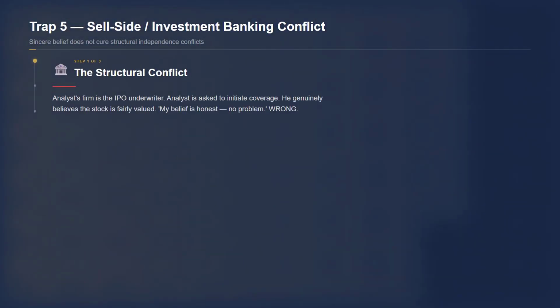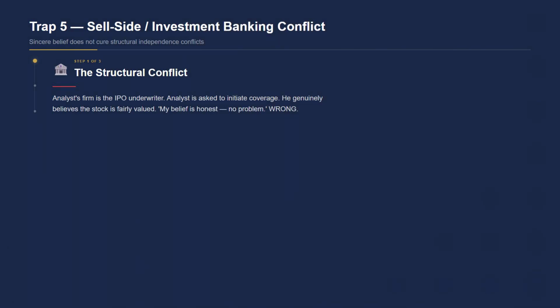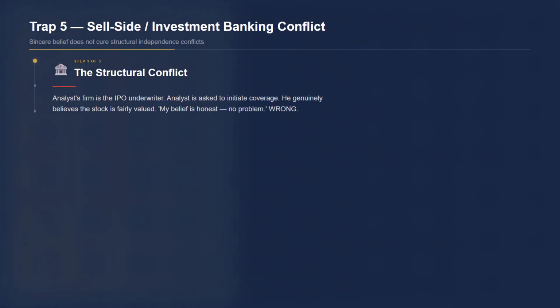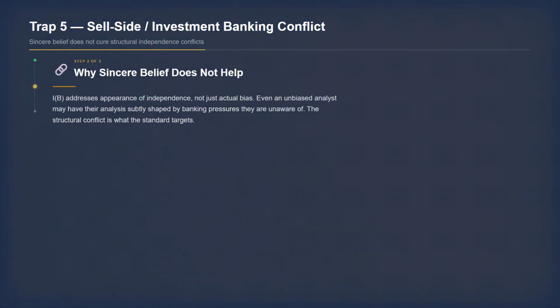Trap 5. Sell-side analyst and investment banking relationships. A sell-side analyst's firm is the lead underwriter for a Technova IPO. The analyst is asked to initiate coverage on Technova. He genuinely believes the company is fairly valued at the IPO price. Can he write the report? The trap is believing that sincere personal belief resolves the independence problem.